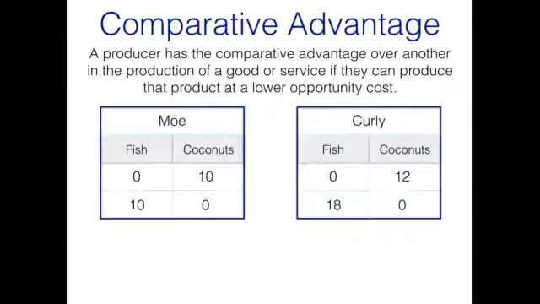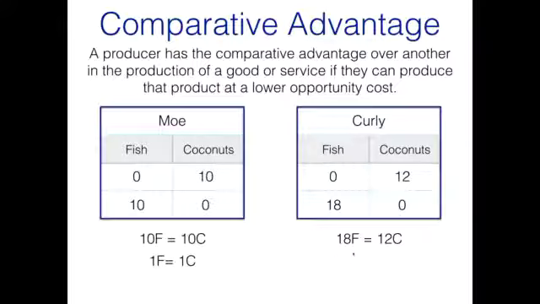We could do the same thing, except now we're going to be taking a look at fish production. So we know that Mo could have caught 10 fish in a day or collected 10 coconuts in a day. So we want to know what the opportunity cost of producing one fish is, and that's one coconut for Mo. So all we did was divide both sides by 10. So we know that in the time that Mo catches one fish, he could have collected a coconut.